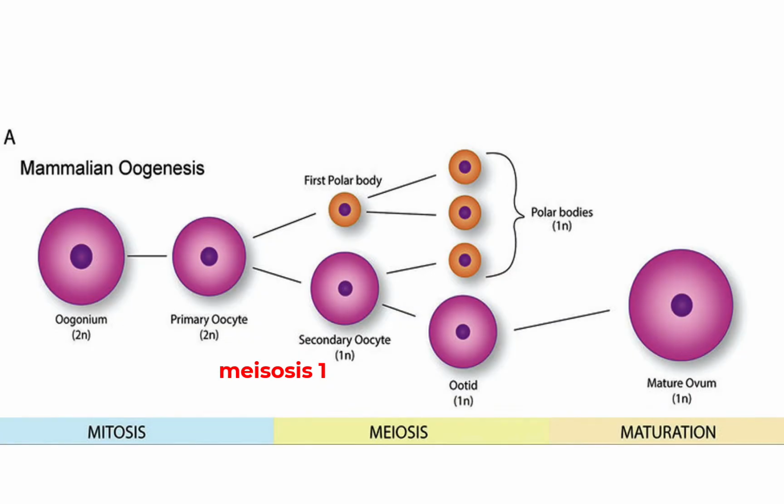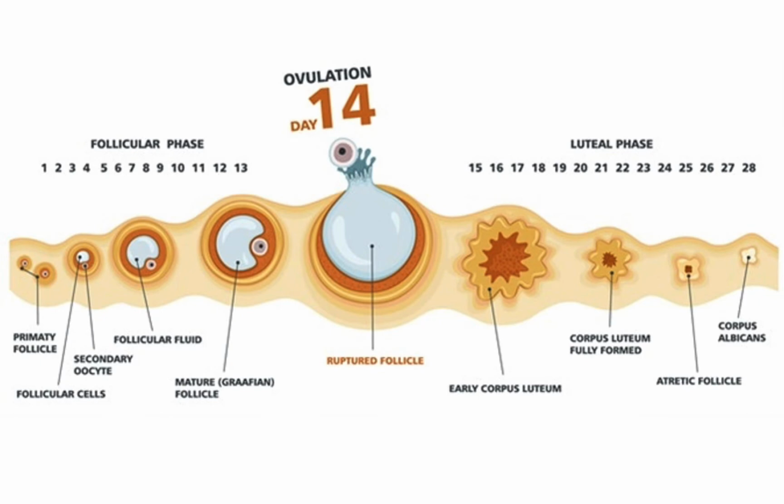One of these two cells is called the secondary oocyte, and it will receive the majority of the cytoplasm, while the other daughter cell receives very little cytoplasm. The smaller cell is called a polar body and will eventually degenerate and be phagocytized. While this is happening, the cells surrounding the egg also change, forming a structure called a Graafian follicle.